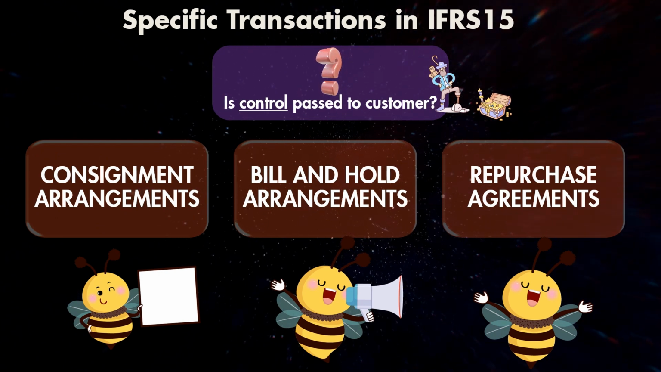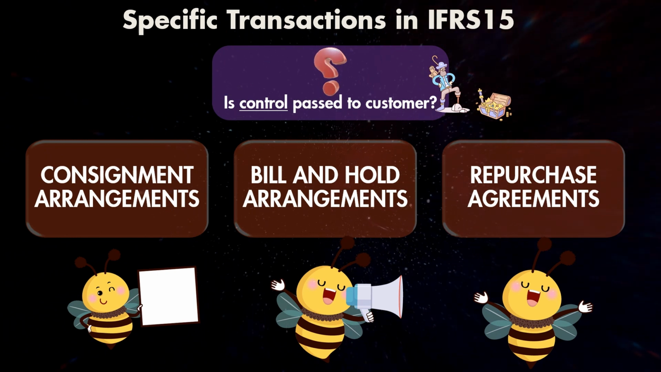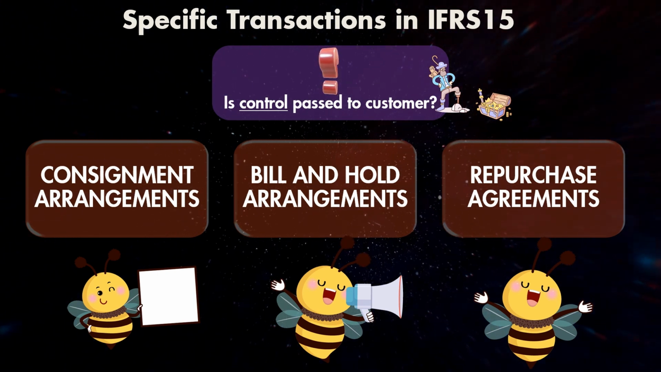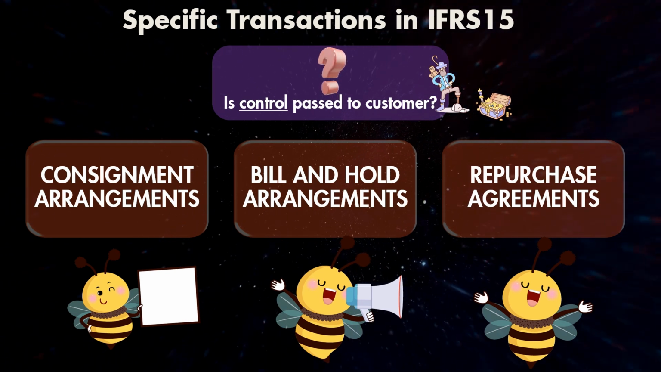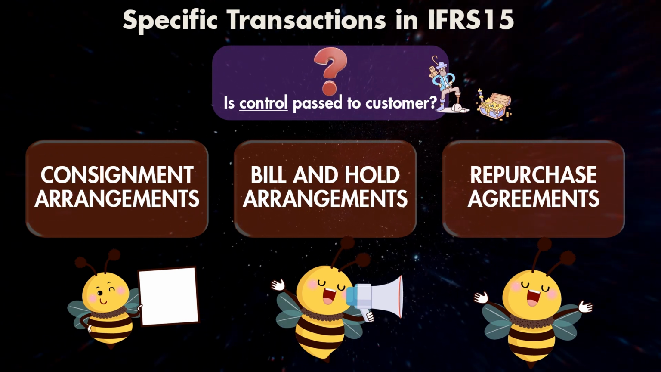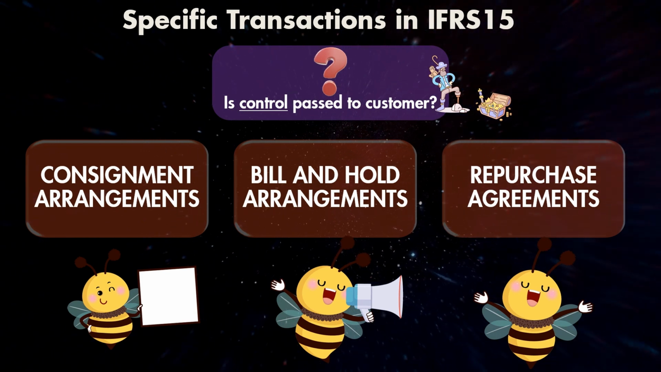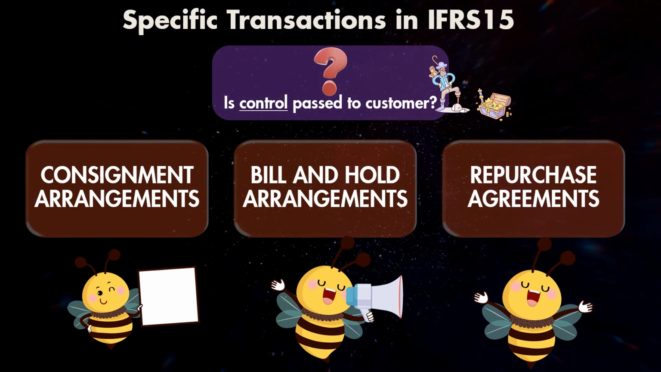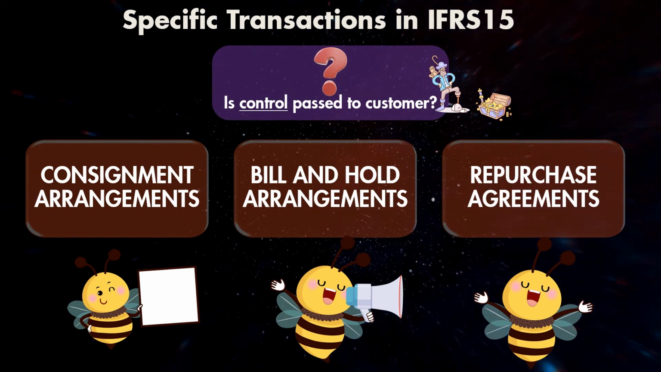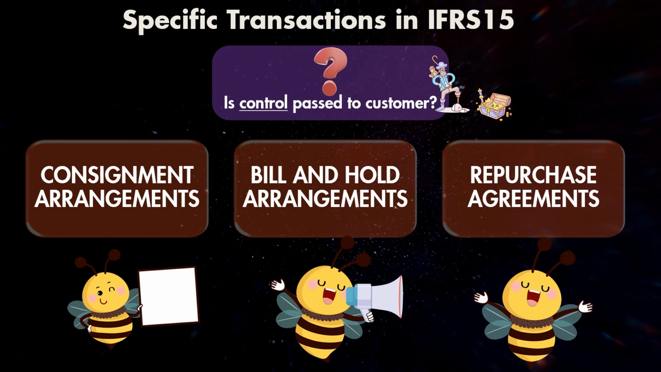Consignment arrangements is a transaction where a product that has been delivered to another party may be held in a consignment arrangement if the other party has not obtained control of that product. Bill and hold arrangement. Bill and hold arrangements are those whereby an entity bills a customer for a sale for a particular product, but the entity retains physical possession until it is transferred to the customer at a later date.